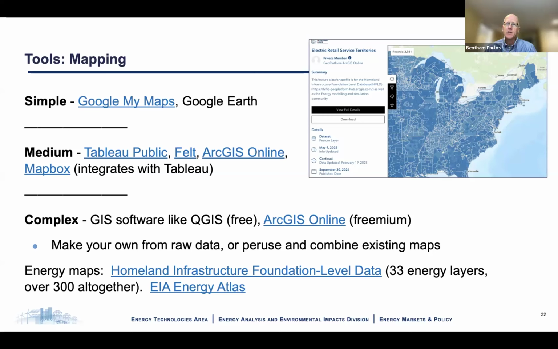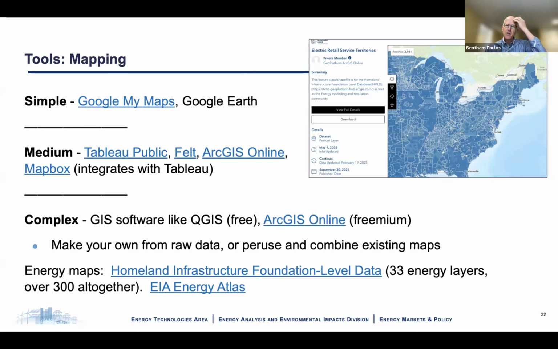At the medium level is Tableau Public, which has basic mapping. And then other services that have been created, because at the complex level, GIS software has been around for a very long time, and I myself kind of have to retrain myself how to use GIS every few years because I don't use it often enough. It's not very intuitive. It's fairly complicated.